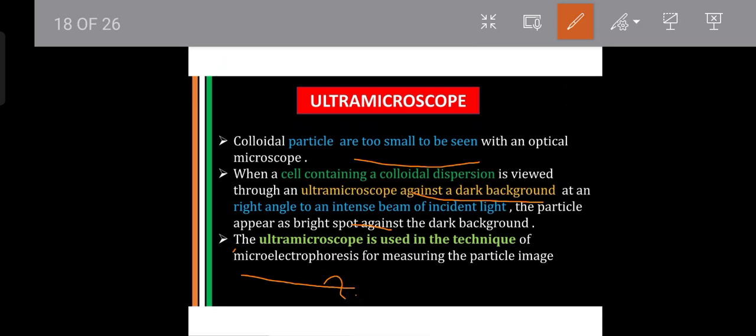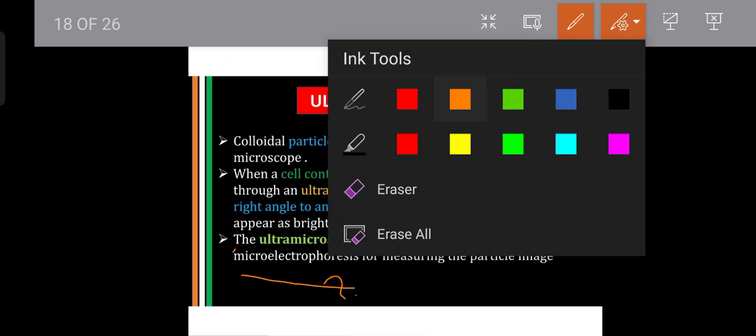See, electrophoresis means the separation of any compound or substance, like if I say DNA and RNA, these things can also be separated with the help of an electrical field. So electrophoresis is defined that way. With the help of an electric field, when a separation actually happens, that is defined as electrophoresis. So here we can use microelectrophoresis also for measuring the particle image. So that is the concept of the ultra microscope, why it is essential to determine the particle size for colloidal substances. That is the reason, the size is too small.